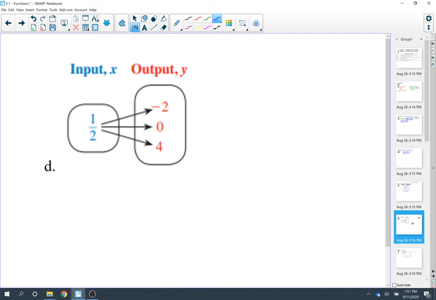Letter D, input 1/2, output -2, 0, 4. So our input has to be paired up with exactly one output value. Well, how many output values is 1/2 being paired up with? It's being paired up with 3. It's 1/2 with -2, 1/2 with 0, 1/2 with 4. This is not a function.